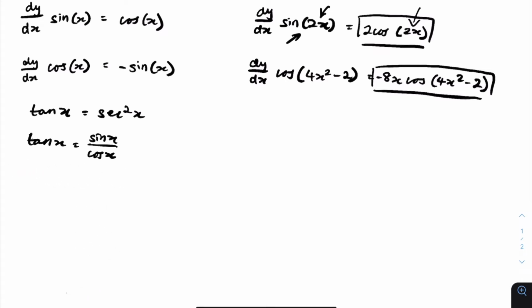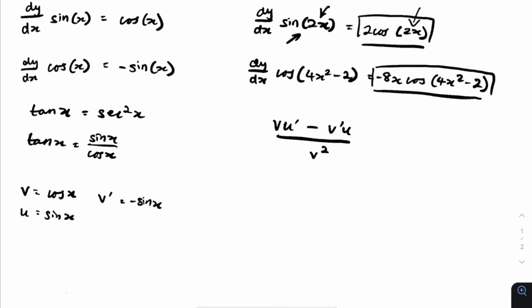Tan of x. We can use quotient rule because we've expressed it like this, and we know how to differentiate sine and cos, we can just use quotient rule. So if you don't remember, quotient rule is essentially just, the formula is just v times u differentiated minus v differentiated times u, over v squared. So in this case, our v is the denominator. So v is cos x, and our u is sine x. And then the differential of v is negative sine x, and the differential of u is cos x.